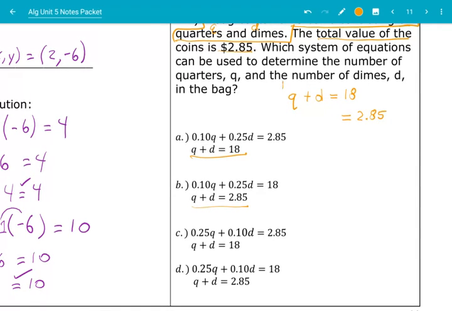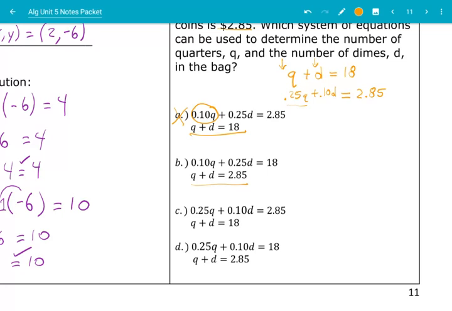Well, let's put the value of these coins with their variables there. What's the value of a quarter? That is 0.25 dollars. What's the value of a dime? That's 0.10 times D. So that's going to be my second equation. 0.25 quarters. And it's not this. Quarters aren't 10 cents. Quarters are 25 cents.